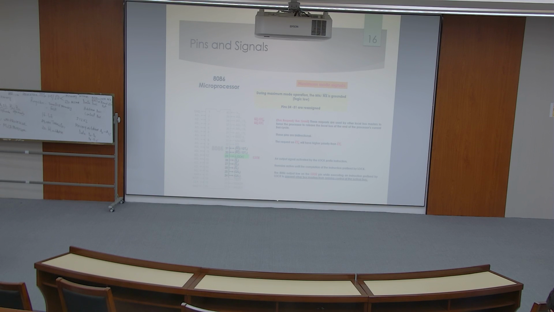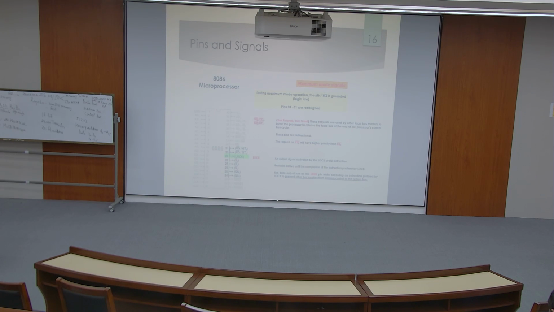Now we have the lock pin. This is our pin number 29. This is very important and is activated by the lock prefix instruction. We have a lock instruction, and this remains active until the completion of the instruction. It has to remain active up to the completion of this instruction. So the 8086 outputs low on the lock pin while executing this instruction.